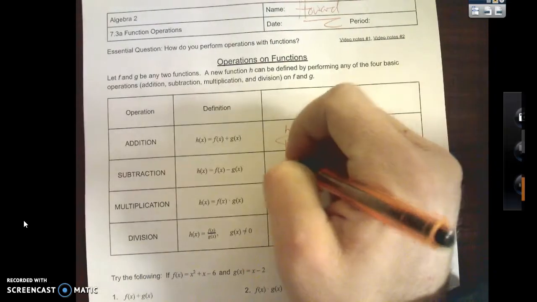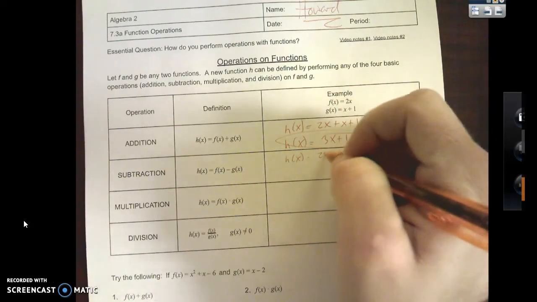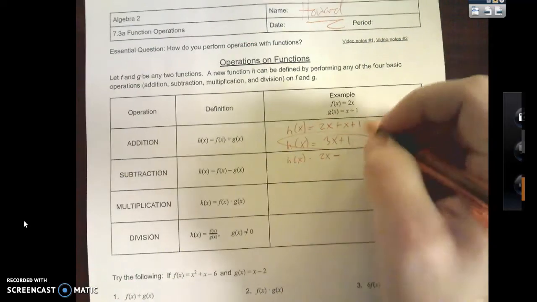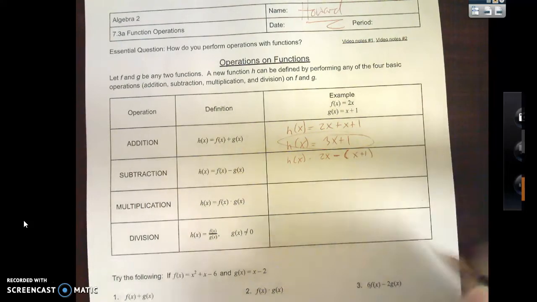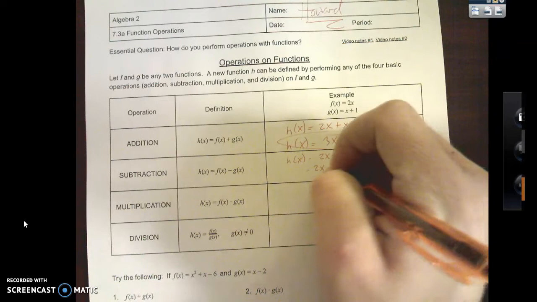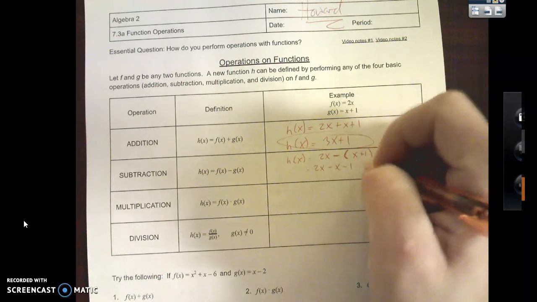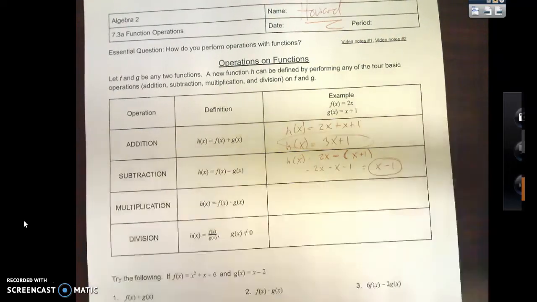Now, oh no, what do I do if it's minus? Well, it's the same basic premise. My f of x is 2x. Please be careful of one important thing though. When I subtract, I'm subtracting the entire g function. Make sure you're putting x plus 1 in parentheses because I need to do 2x minus x minus 1, which is 2x minus x is positive x, and then minus 1. So again, just subtracting everything.